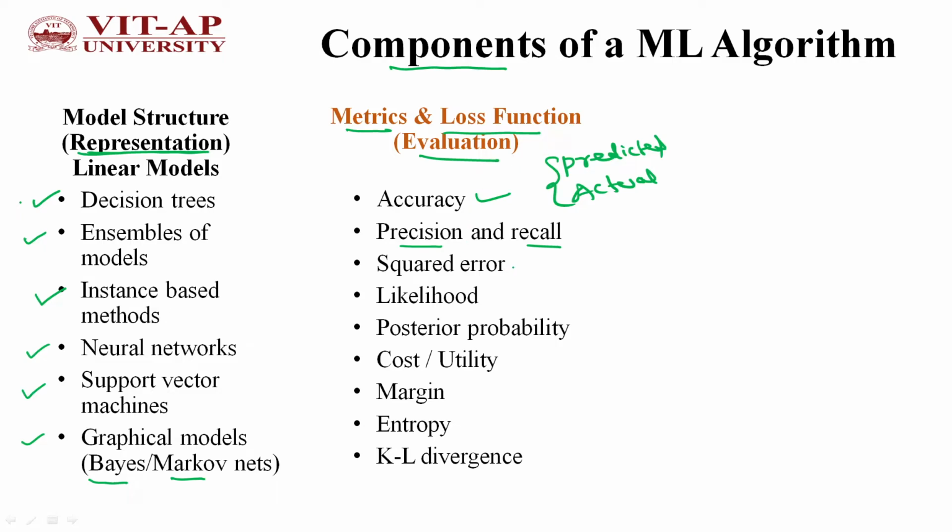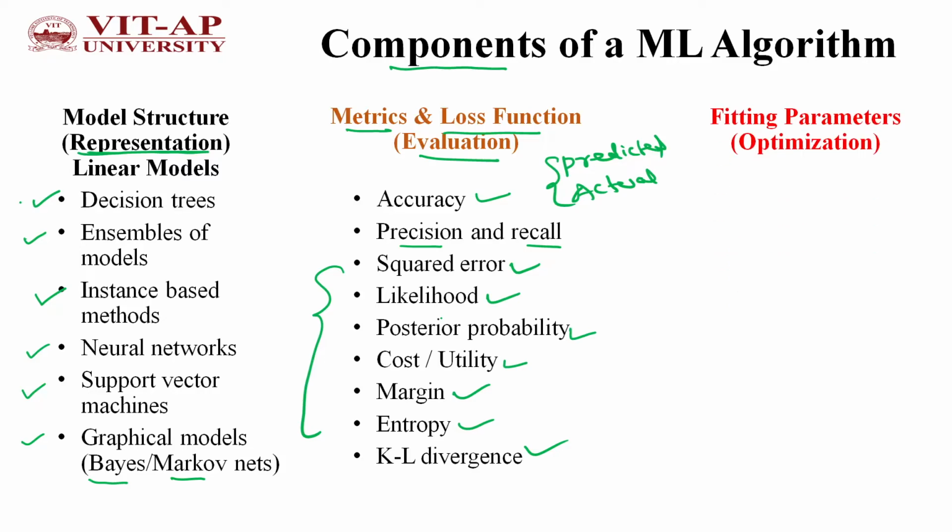So here we will use squared error function or maximum likelihood function, posterior probability, the cost function or margin function or entropy or KL divergence. So different loss functions are there. Depending upon our problem statement, we can go with any one of the loss functions to calculate the error between predicted output and actual output.